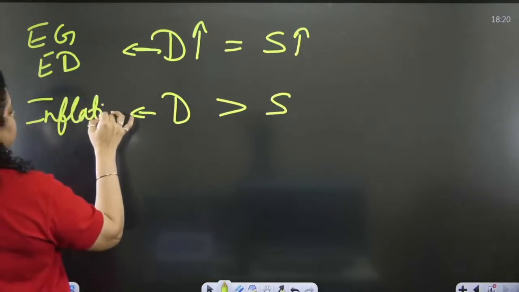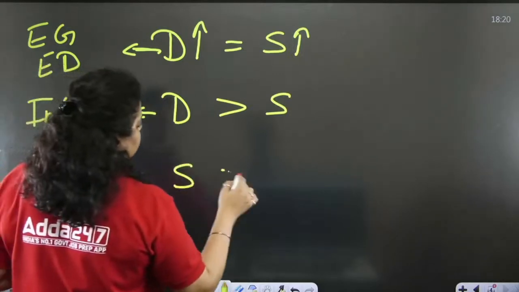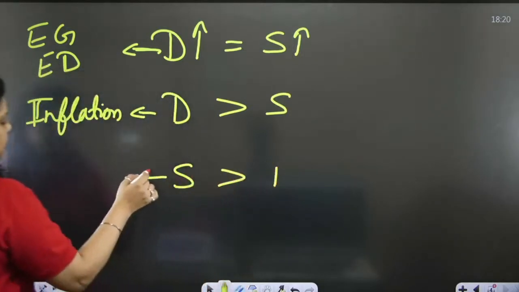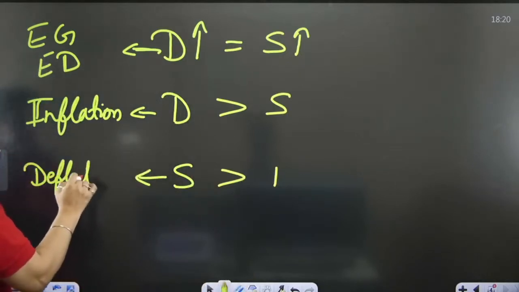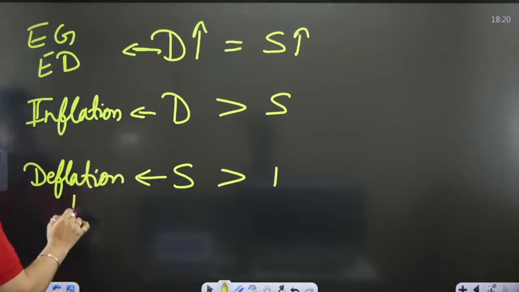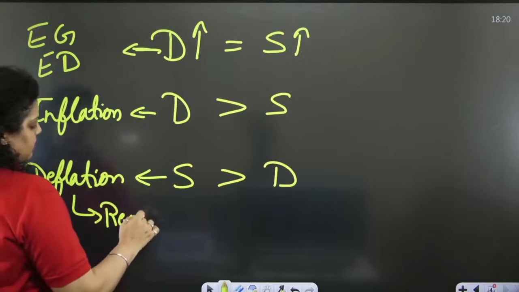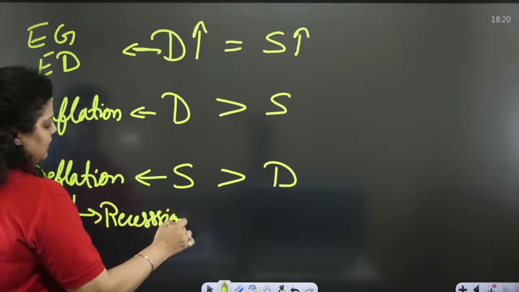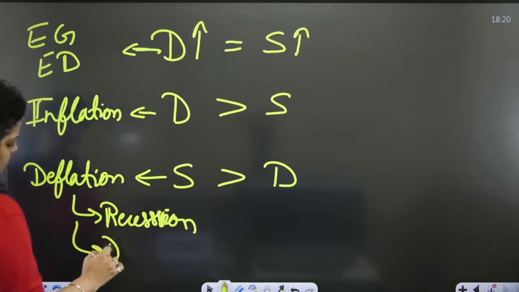Now what is inflation? Inflation means a rise in the prices. And if the producer provides more supply and people are demanding fewer goods and services, that will create deflation. This deflation can convert into recession. This recession can convert into depression.